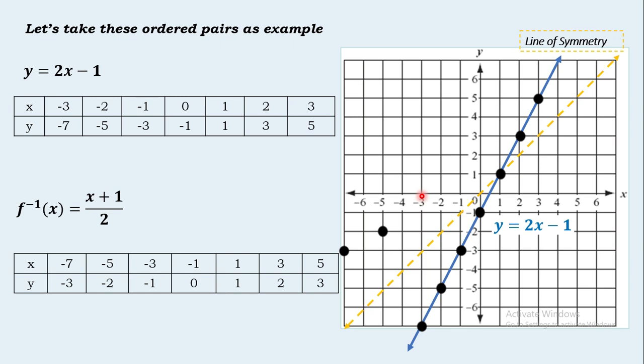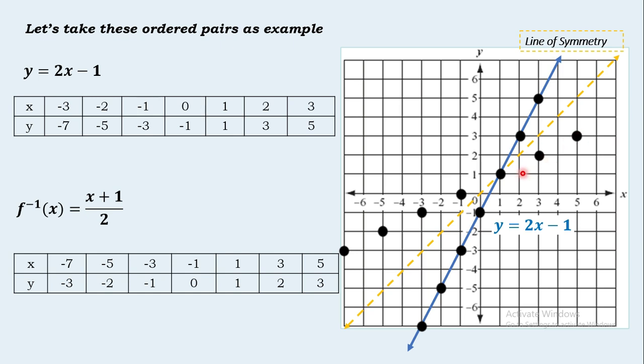Negative 3 and negative 1. The point is located here. Next is negative 1 and 0. The point is located here. Another is 1 and 1. This is our point, 1 and 1. Next is 3 and 2. So we have here our point. And lastly, 5 and 3. This is our point.